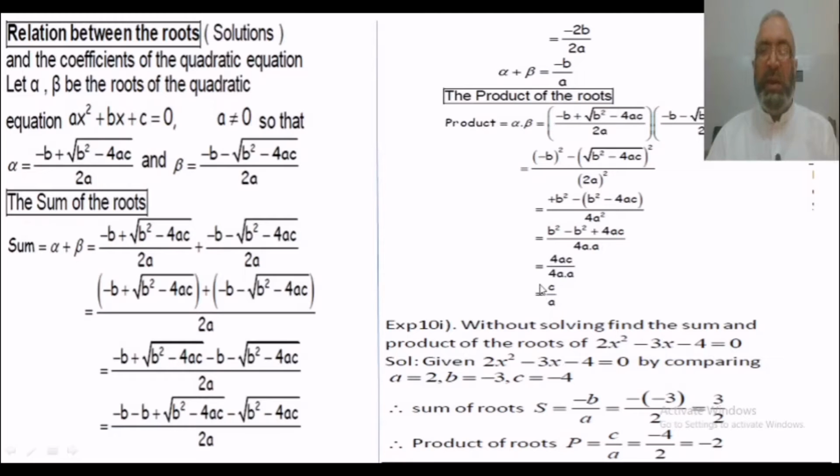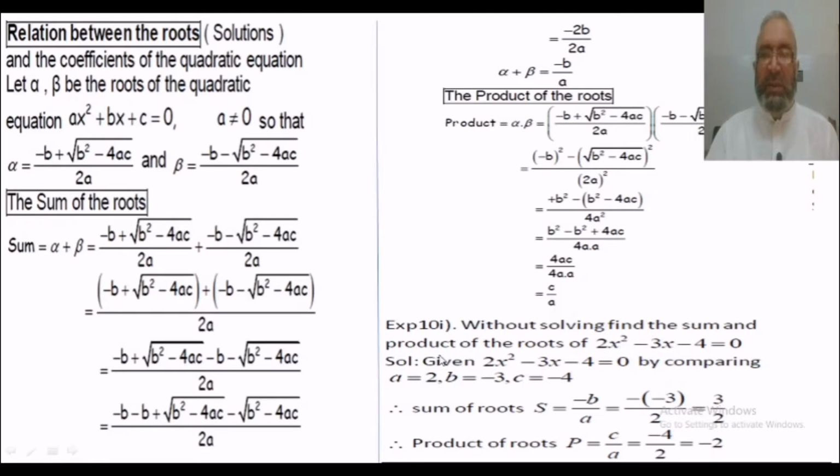C by a means the product of the roots is equal to the constant term divided by the coefficient of x square. Thus we get two results. First, the sum of the roots is minus b by a, minus the coefficient of x divided by the coefficient of x square, and the product of the roots is the constant term divided by the coefficient of x square. So without solving a quadratic equation, we put the values of a, b, c and get the sum of the roots and product of the roots.